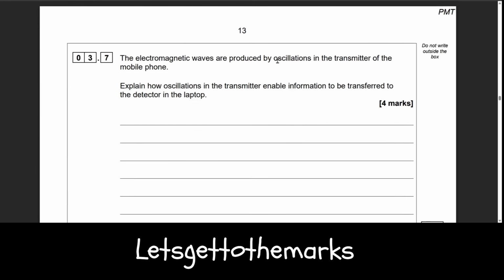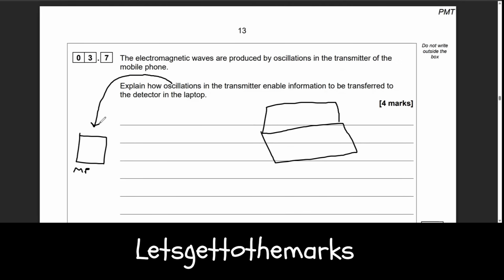3.7. The electromagnetic waves are produced by oscillations in the transmitter of the mobile phone. Explain how oscillations in the transmitter enable information to be transferred to the detector in the laptop. So you've got your mobile phone over here, and you've got your laptop over here. What they're saying is, explain how oscillations in the mobile phone, little vibrations in your mobile phone, allow information to be sent to the laptop.